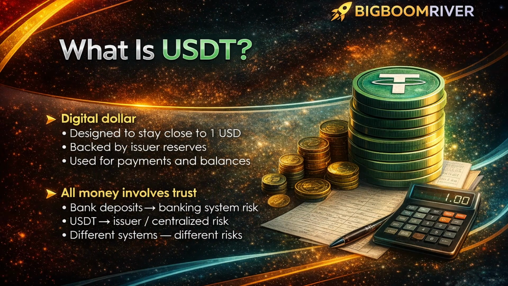USDT is often called a digital dollar. It's designed to stay close to $1 in value, which makes it stable compared to most cryptocurrencies. The idea is that reserves held by the issuer, here for USDT it's Tether, support it, so USDT functions like a digital representation of US dollars that can be transferred online.